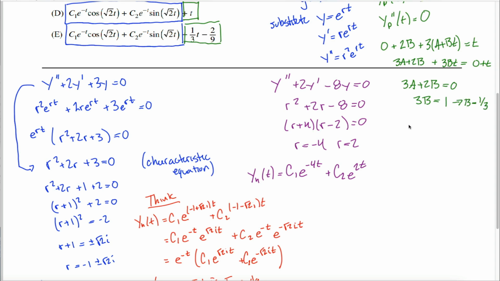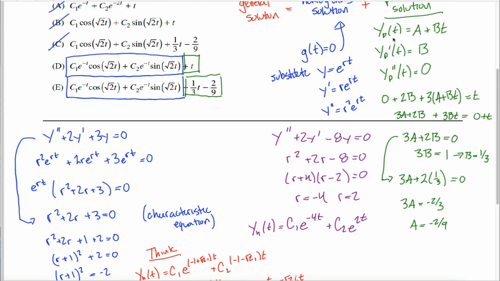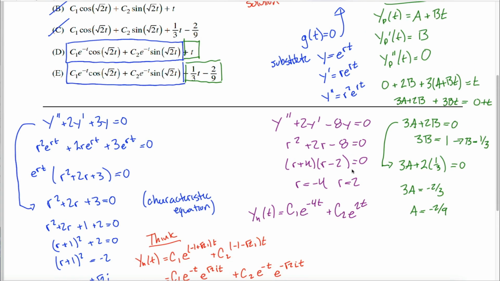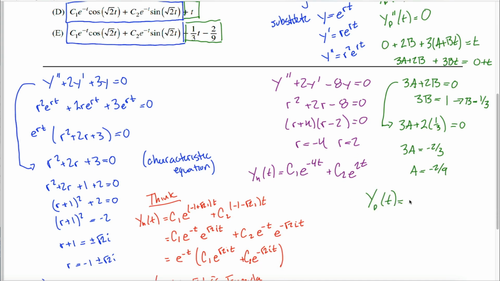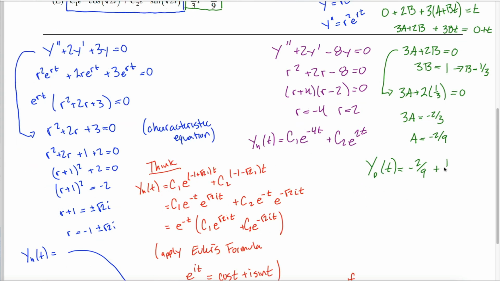If b is a third, 3a plus 2 times 1/3 must be equal to 0. So 3a must be equal to negative 2/3. So a must be equal to negative 2/9. Remember, my particular solution was of the form a plus bt. So since a is negative 2/9 and b is 1/3, my particular solution is negative 2/9 plus 1/3 t.